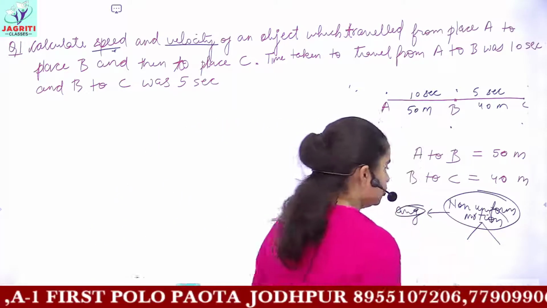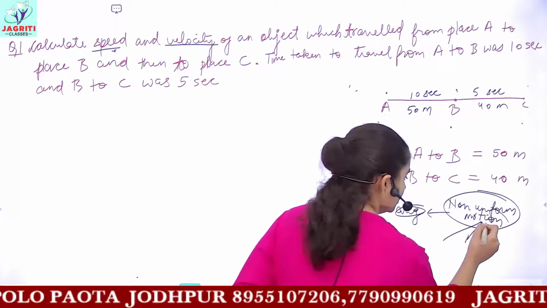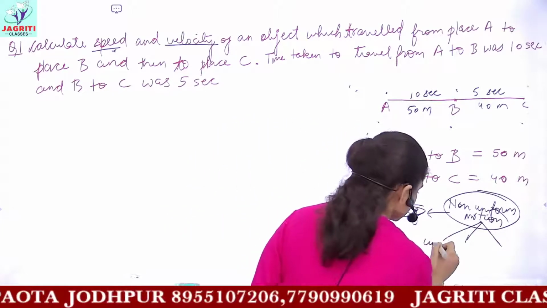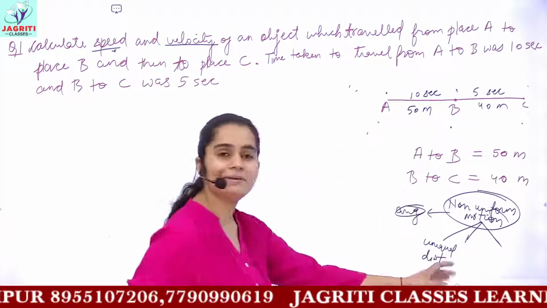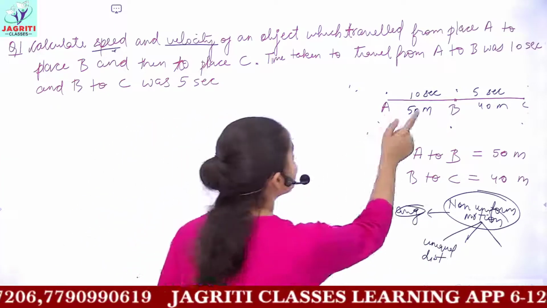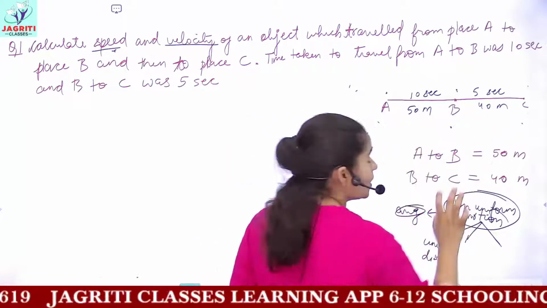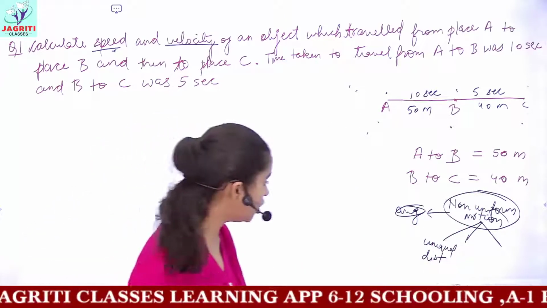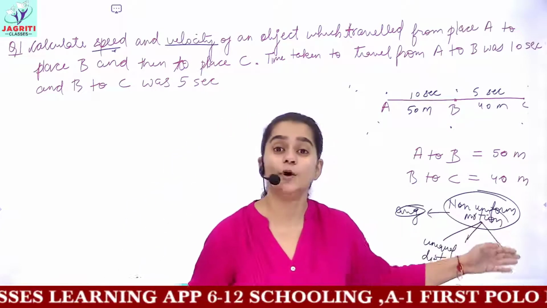For non-uniform motion, you may have three conditions. Either the object which is traveling covers unequal distance. Time may be equal, but the distance here would remain unequal. So let's see. Yes, in the first half, the object covered 50 meters, whereas in the next, it covered only 40 meters. So because the distance given is unequal here, you call it a non-uniform motion.